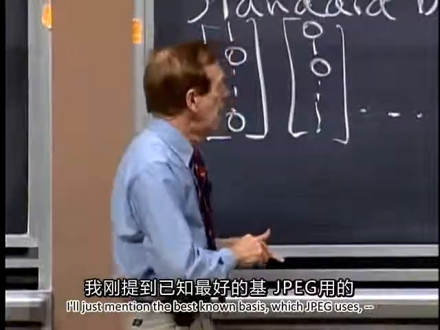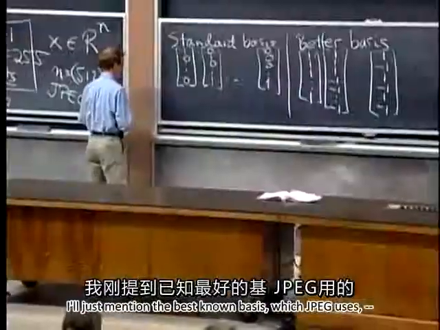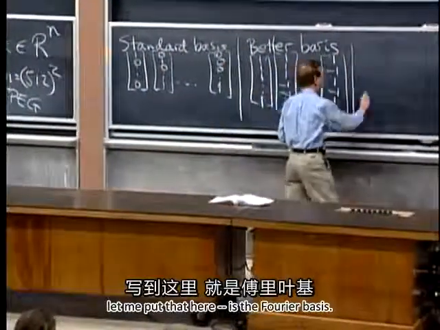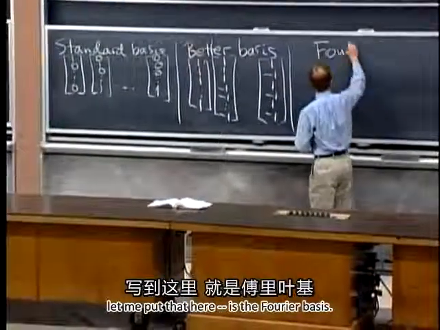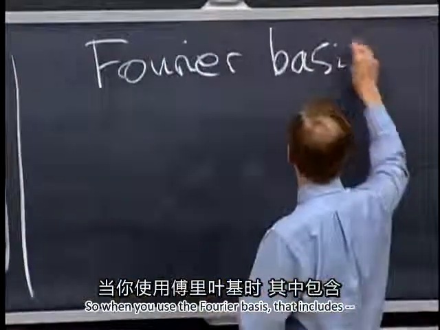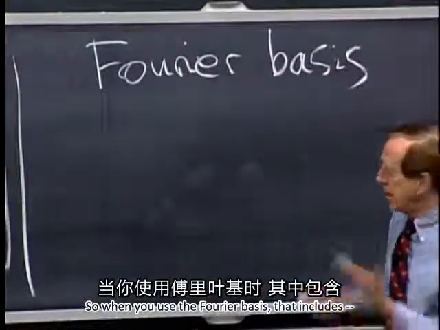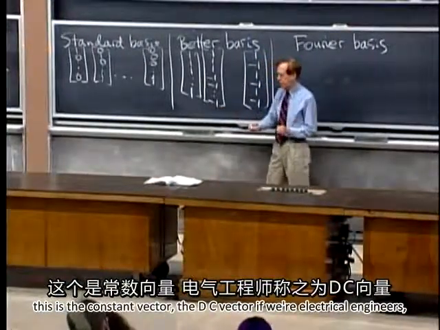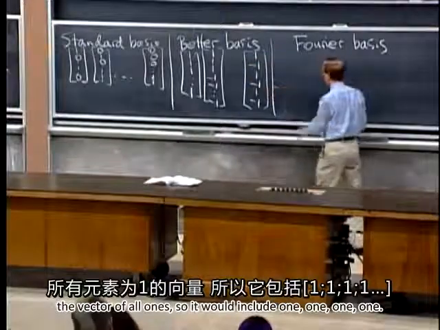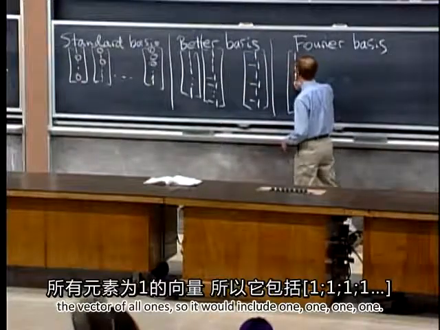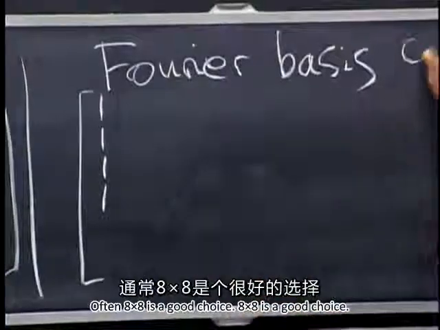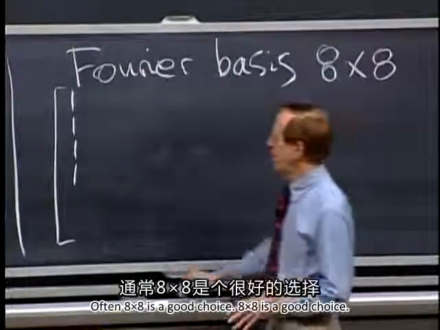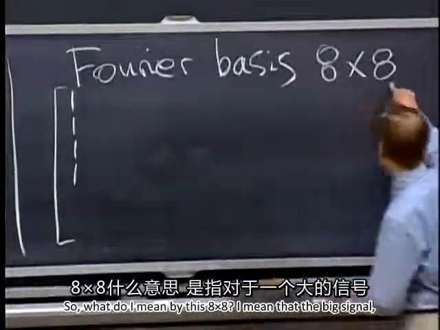I'll just mention the best-known basis, which JPEG uses. It is the Fourier basis. When you use the Fourier basis, that includes the constant vector, the DC vector if we're electrical engineers, the vector of all ones, so it would include 1, 1, 1, 1. Often 8 by 8 is a good choice. So what do I mean by this 8 by 8?